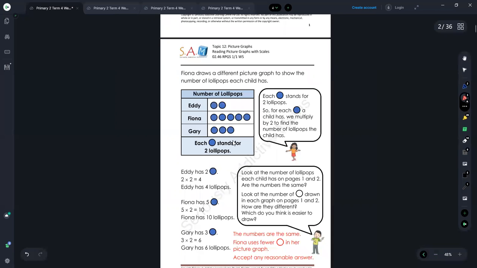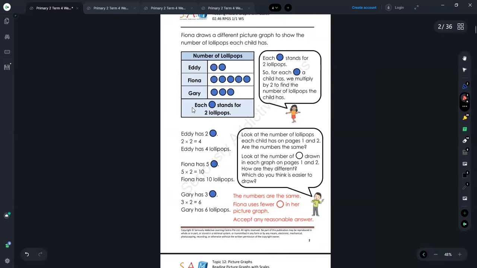Now, the second page is a bit challenging. Get students to look at this here. What it means here is each circle stands for 2 lollipops. So if you look at Eddie, Eddie has got 2 circles. It doesn't mean that he has 2 lollipops, because 1 circle equals 2 lollipops. Help them to do the equation. So it's actually 2 times 2, which equals 4 lollipops.